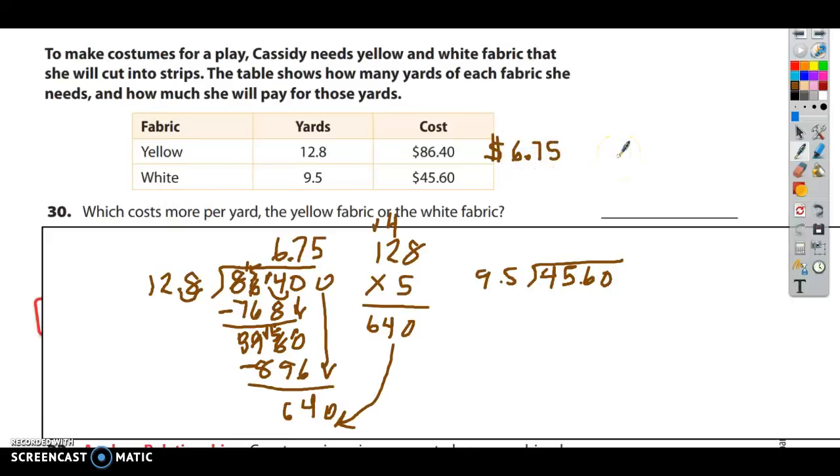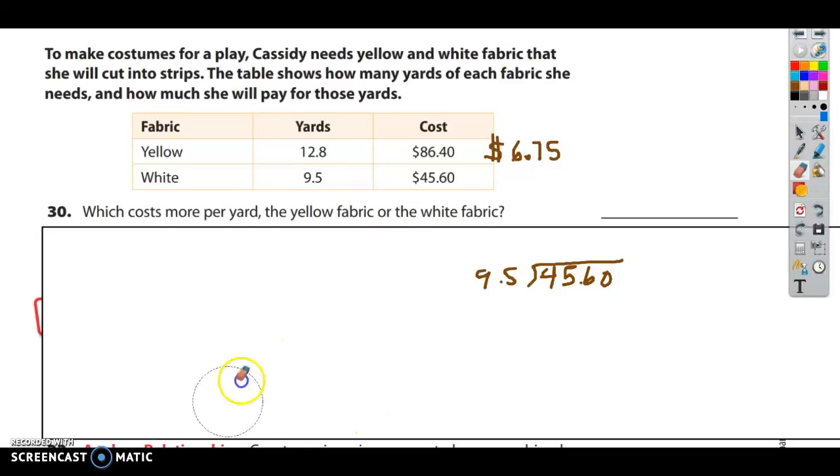Now I'm going to go figure out the white. And I maybe don't have to do the entire thing, and here's why. If I get an answer that's below $6.75, I'm just going to choose yellow. If I get an answer that's above $6.75, even if I don't complete the whole problem, I'm just going to choose that one. So watch how this works. I'm going to multiply this by 10 to make it a whole number. I'm going to multiply this by 10 to make it a whole number.